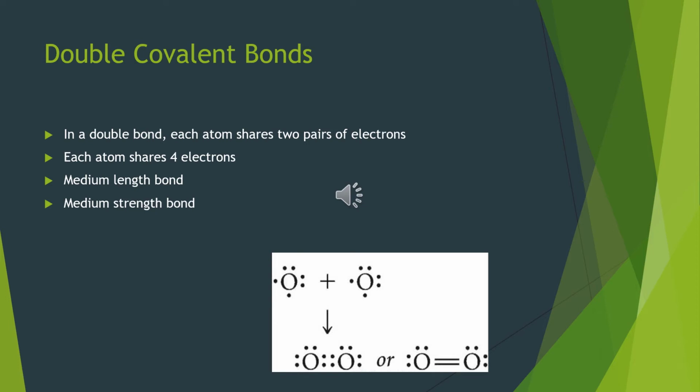Double covalent bond. In a double bond, each atom shares 2 pairs of electrons. That is, each atom shares 4 electrons. It is medium length bond and medium strength bond. For example, you can see the formation of oxygen molecule.